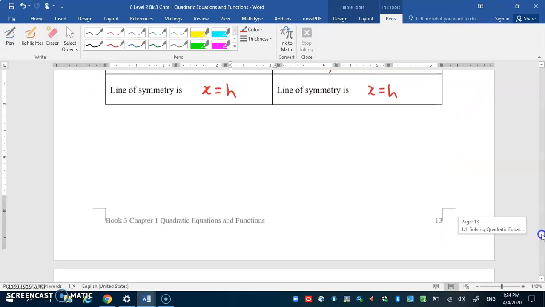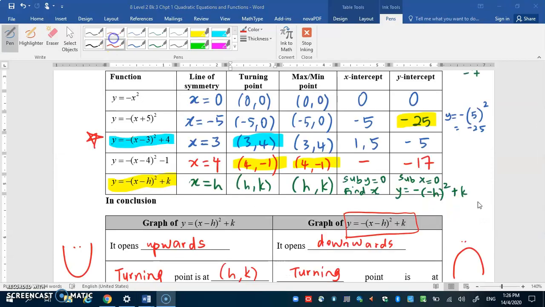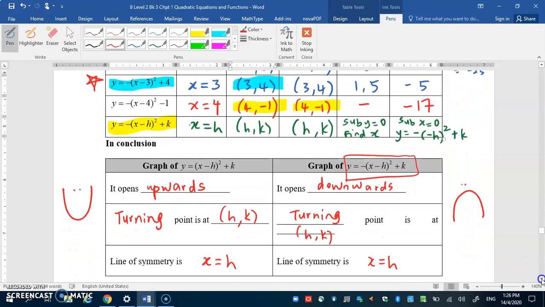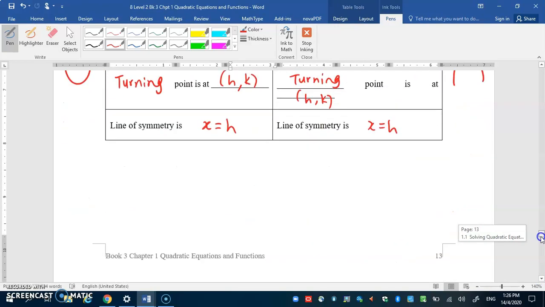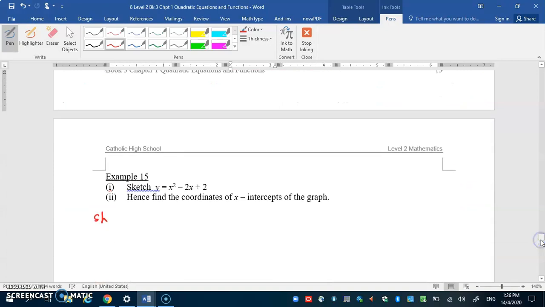Okay, so let's come to this question. y equals x squared minus 2x plus 2. We already know there are no x-intercepts for that equation. So let us do this step by step. We're going to find the shape first. Okay, I'm doing part 1. Find the shape of the curve. Of course, it's going to be a happy face because the coefficient of x squared is positive. It's a 1. Okay, so shape is happy face.